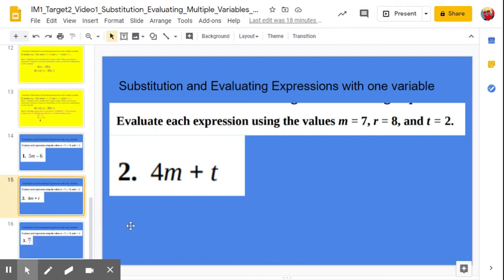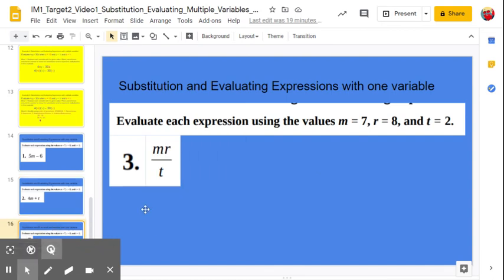Try this one out. Again, m is 7, r is 8, t is 2, and our expression is 4m plus t. Evaluate that expression. All right, let's do it. 4 times 7 plus my t value, which is 2. Again, you have to be careful. There are 3 values up here. An easy mistake is to substitute the wrong number in for the variable. I could easily put 8, which is r, instead of 2 there, and I'd have made a mistake. So 4 times 7 is 28 plus the 2. On this one, we should get 30.